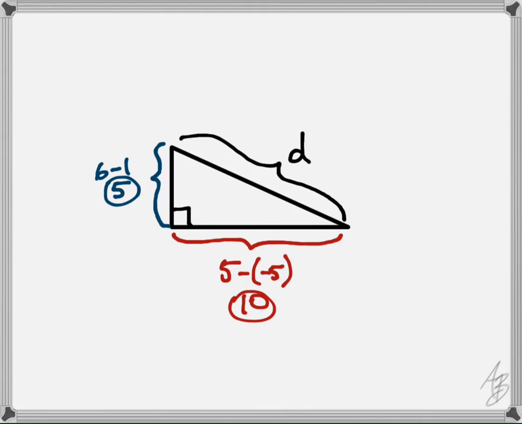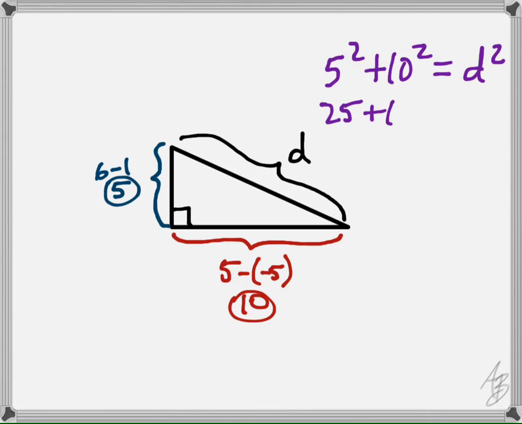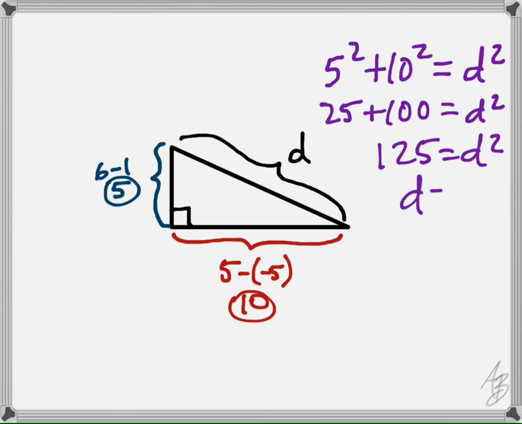Go. 5 squared plus 10 squared equals D squared. Okay, good. And what is 5 squared? 25. And 10 squared? 100. And D squared? 125. So we get 125 equals D squared. And so D is equal to the square root of 125. And I'll save you a little time here. This is something you're going to have to remember how to do. But how do we simplify that?